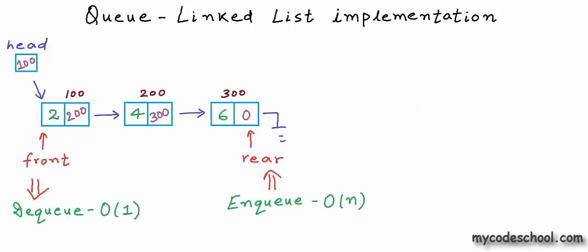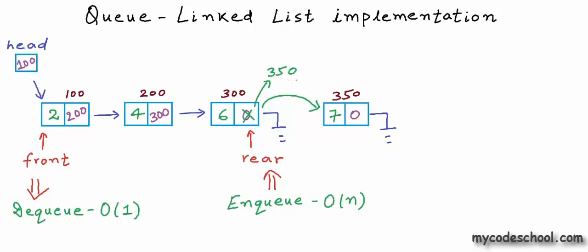To insert at the rear end, first we will have to create a node. We have a new node here. Let's say I've got this node at address 350 and the integer that I want to enqueue is 7. The address part of this node can be set as null. Now we need to build this link. We need to set the address part of the last node as the address of this newly created node.